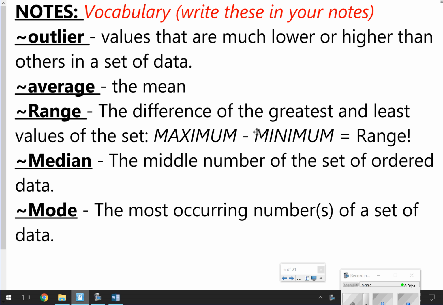The next thing we're going to talk about is the vocabulary with mean, median, mode, and range. These are the following 5 things that we're actually going to be talking about today. First thing on this is outlier. Again, you're going to want to pause the video here and write down all of the vocabulary terms in your notes. Once you're done, come back to us.